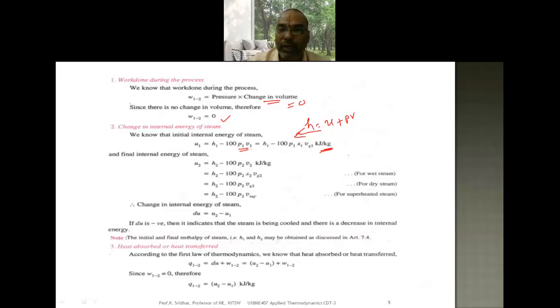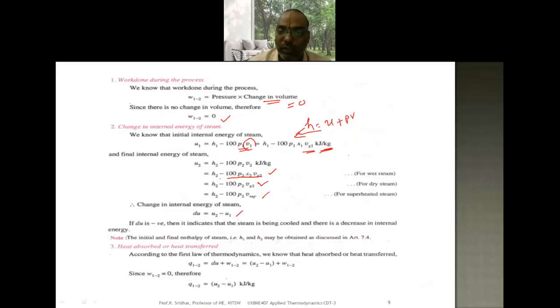So if V1 is wet steam, V1 is equal to X1 into Vg1. So for that particular one, we are able to find U2 as H2 minus 100 P2 X2 Vg2. That is the formula for the wet steam. And for the dry steam, X2 is equal to 1, so it is P2 into Vg2. And for the superheated steam, it will be V superheated.